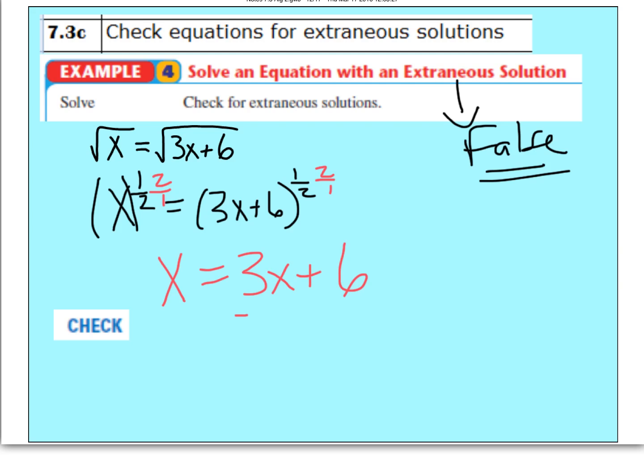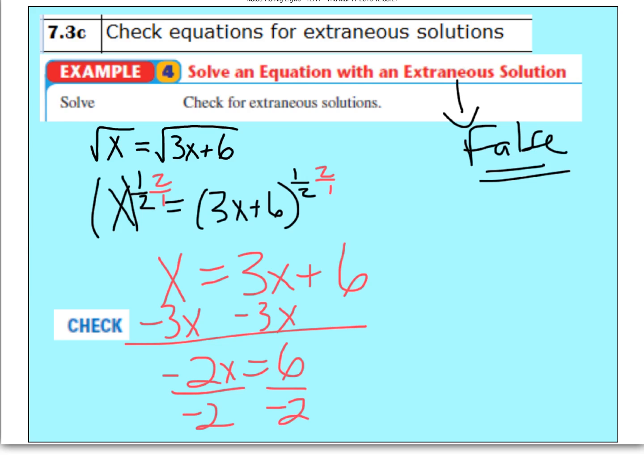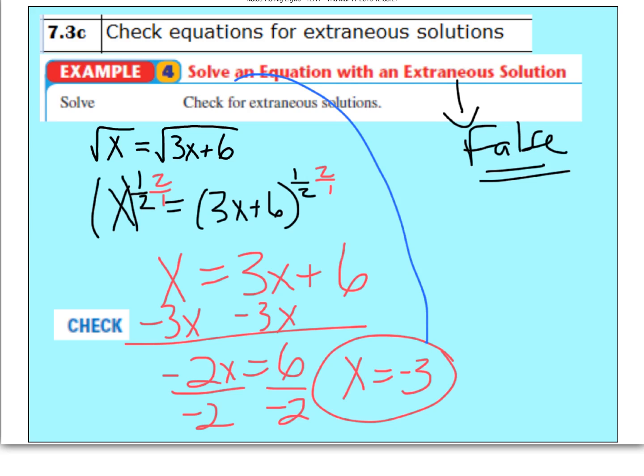To solve this, I think I'll subtract the 3x from this side. So I get negative 2x equals 6, and then divide by negative 2, so x equals negative 3. Now, I need to check if this is a solution. If you put negative 3 back into this equation, here's what you would get.